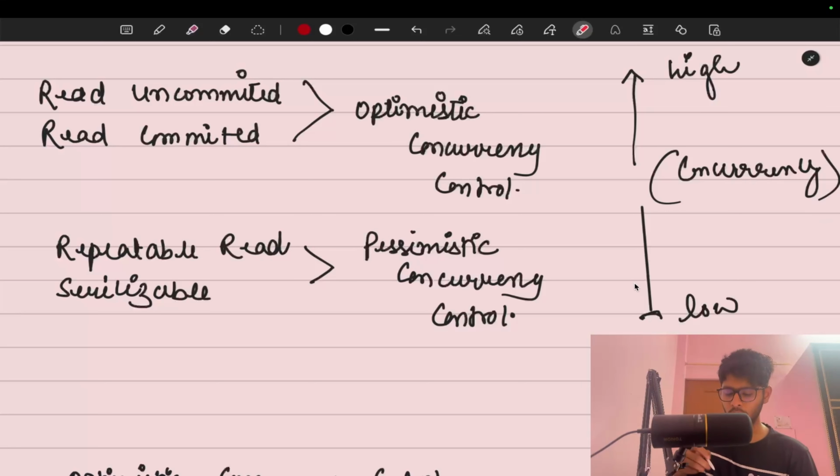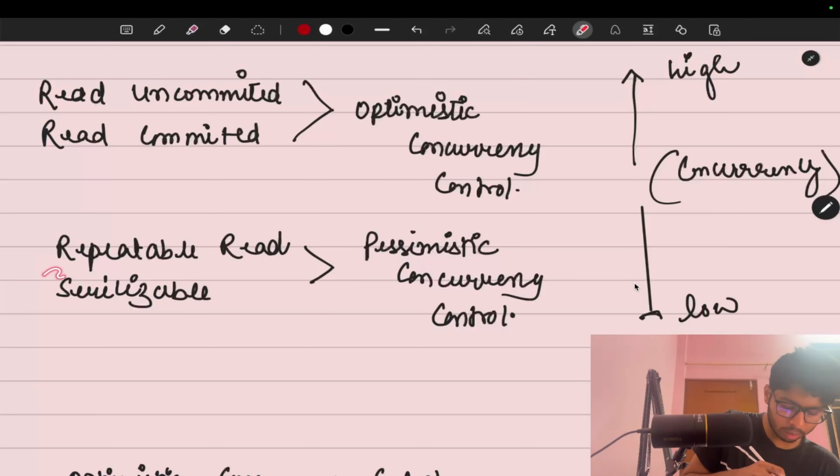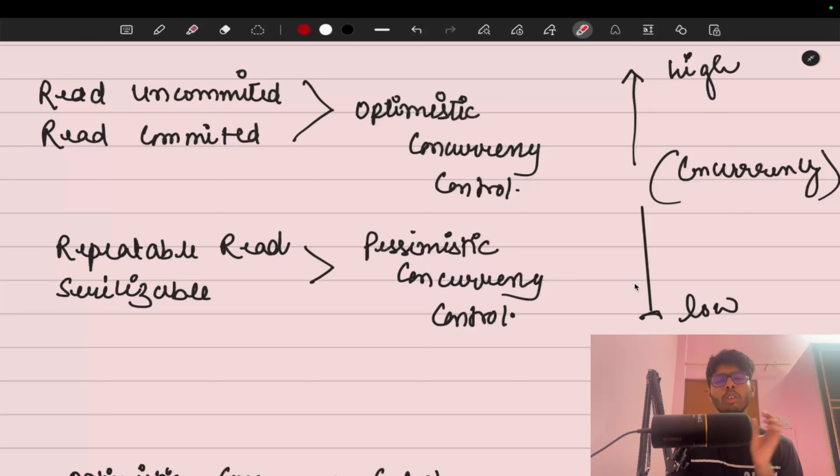I made one arrow for you, concurrency from low to high. It means as we are moving from pessimistic to optimistic, the concurrency is increasing. As we are moving from serializable and repeatable read to read committed and read uncommitted, our concurrency is increasing. We studied the definition of concurrency: our system should be capable of doing multiple transactions at the same time. So let's understand the point.